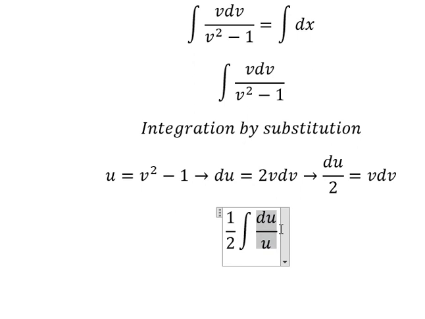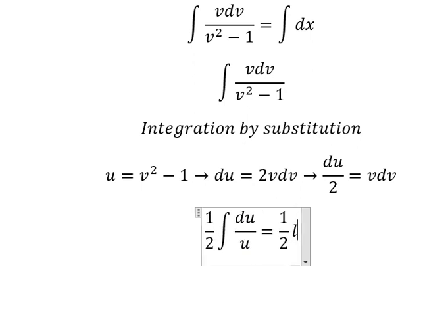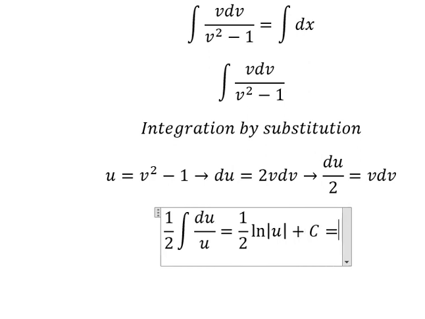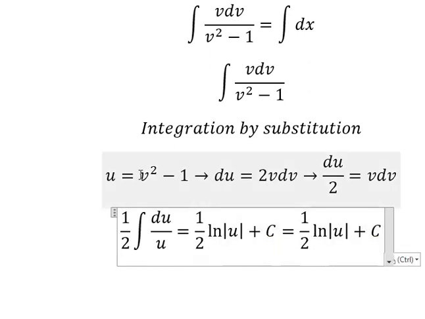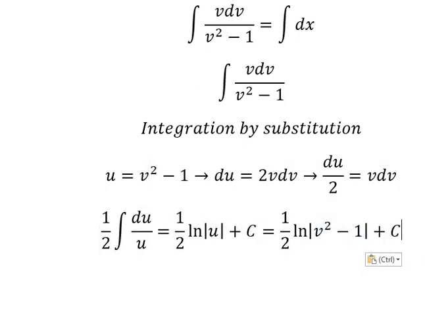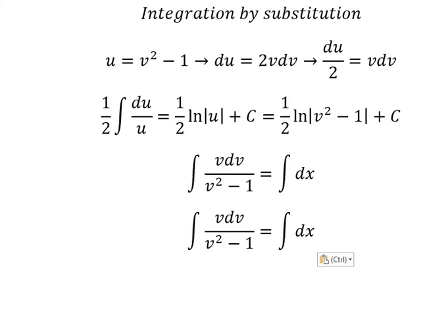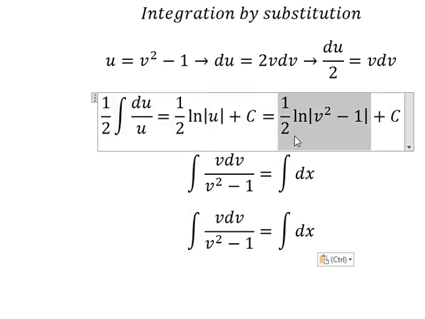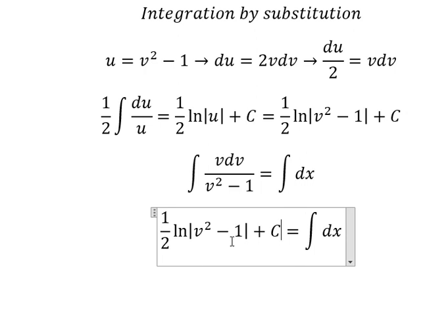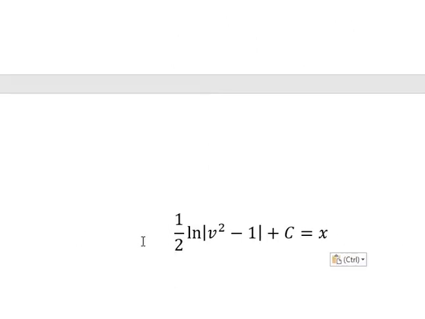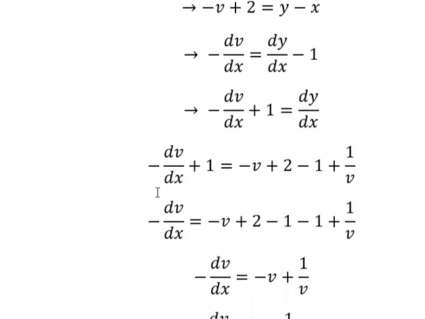So the integration of this one, we have ln of the absolute value of u, and I will put c. About u, that is this one. And now we go back in here. So the integration of this one, that is this one. This one we have s. About v, that is this one.